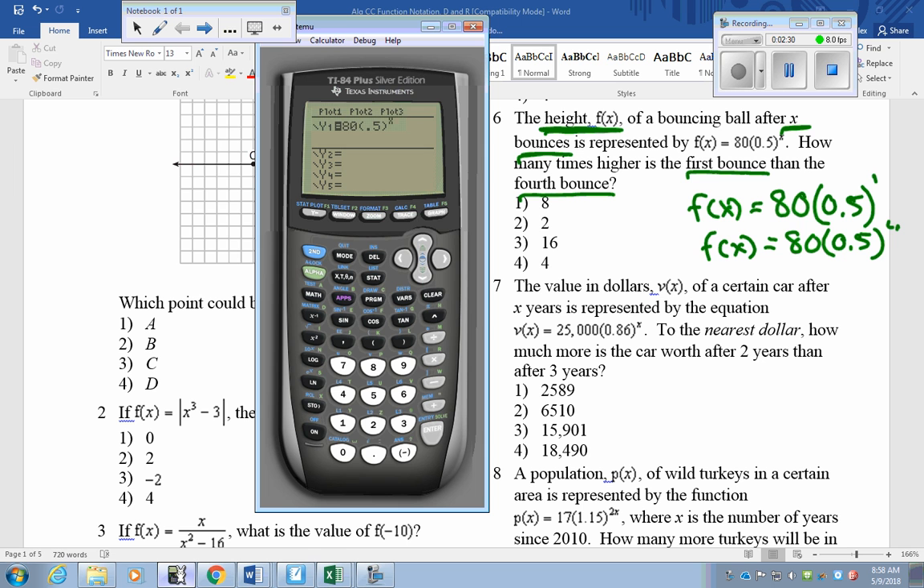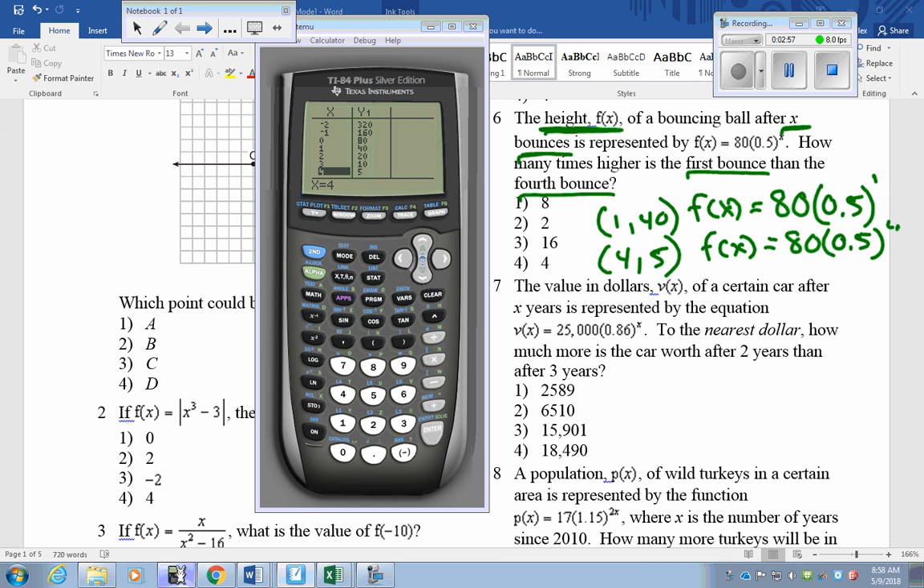Now I can go to second and graph and check out my table. Like I was saying before, 0, 80: the ball starts 80 feet above the ground. In this case I wanted the answers for 1, the first bounce. At the first bounce it's 40 feet. So if I put 1 in for x, I'm going to get 40 out. And for the fourth bounce, I have the coordinate 4, 5. So at the fourth bounce, the height is 5 feet.